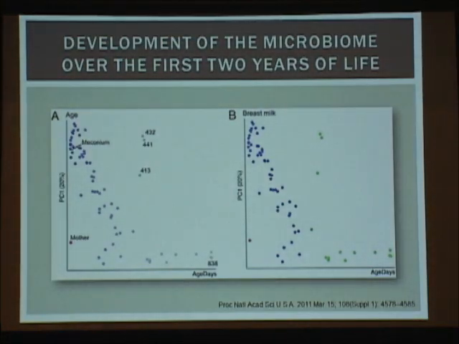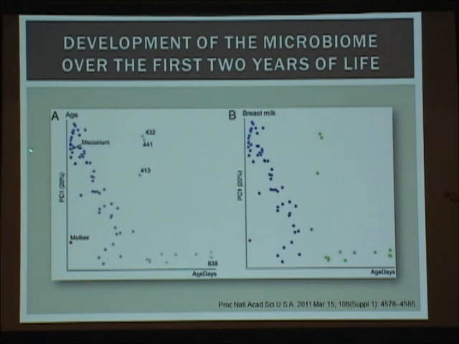So what happens then over the first several years of life? This is another study from Ruth Ley, and this is highlighting one mother and one infant to make the point. This is the first principal component on those principal coordinate analyses I showed you, and it's just showing us again an estimate of divergence, of difference between microbial communities. So here's mom down here, and this is at birth over here. We're looking at age in days on the x-axis.